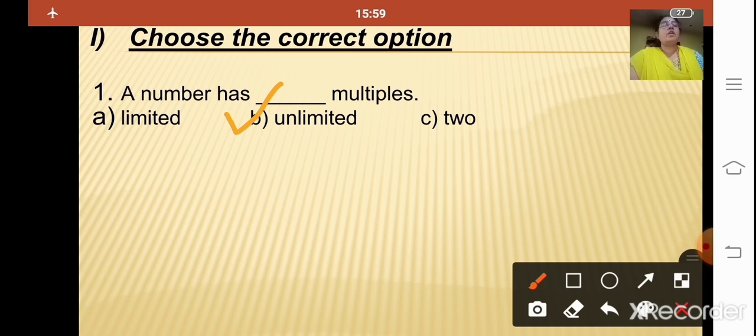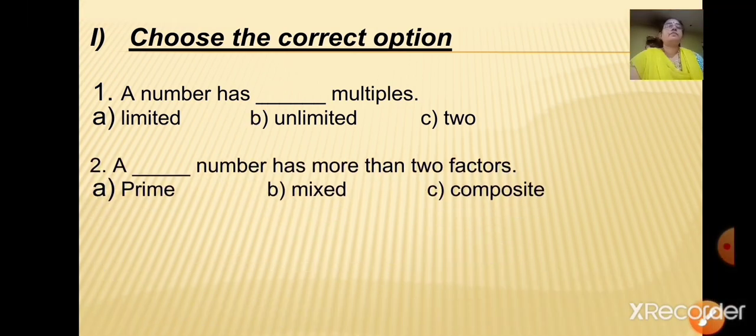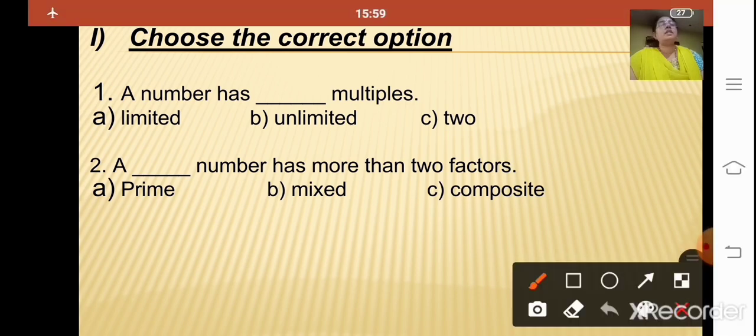Now the second question is, a dash number has more than 2 factors. Is it a prime number, mixed number or a composite number? So we already learned that a prime number has got only 2 factors, that is the number itself and 1. So here your answer is composite number. That is, a composite number has more than 2 factors.